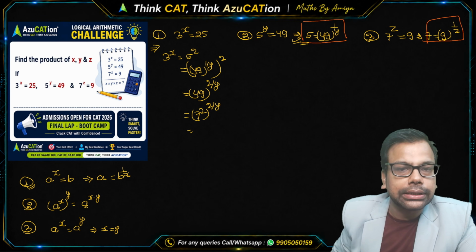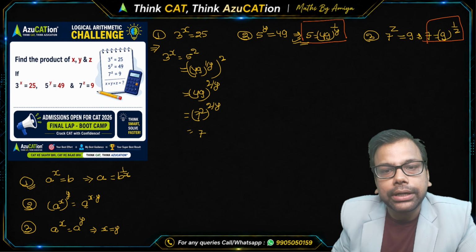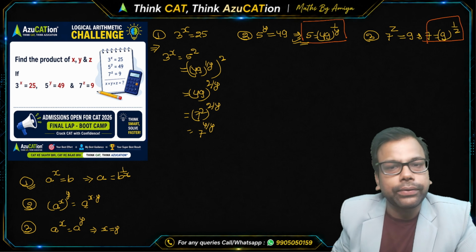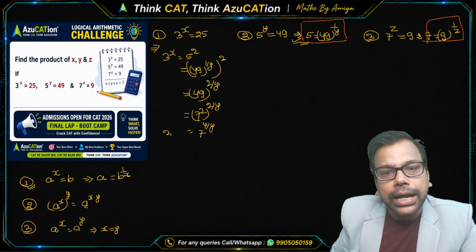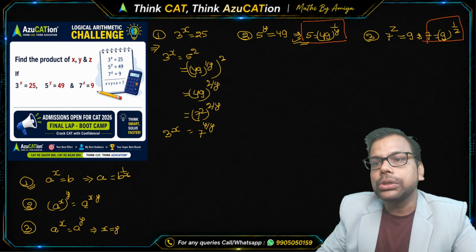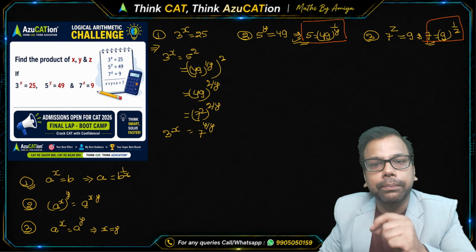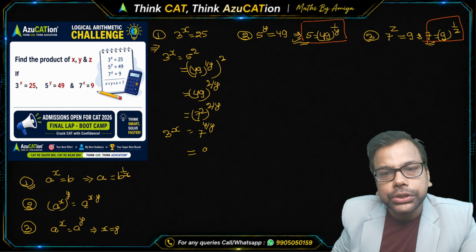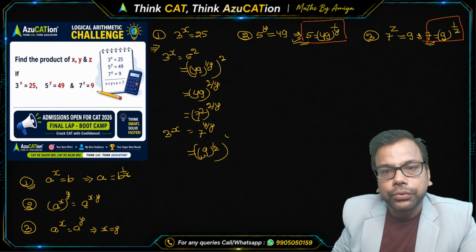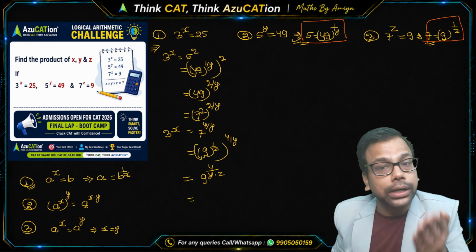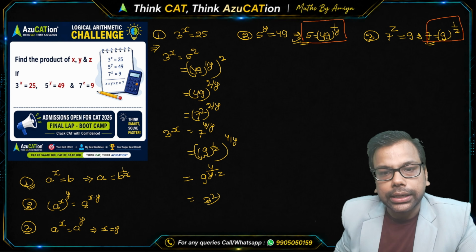Open the bracket with the second concept, that is 7. When we open the bracket, this is going to be 7 raised to power 4 by y. Done. This is the value of 3 raised to power x. Now 7 is equal to 9 raised to 1 by z. Let's substitute. The whole power is 4 by y. Let's open the bracket: 9 raised to power 4 by y into z, and 9 is nothing but 3 square, raised to power 4y by z. Let's again open the bracket. So we have 3.